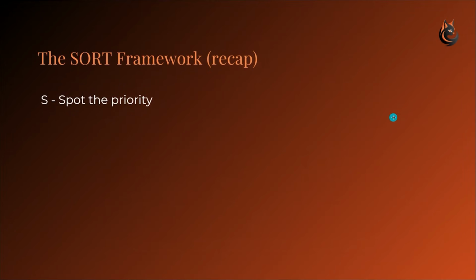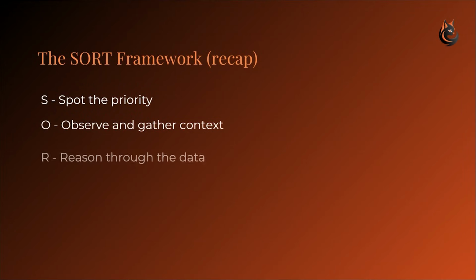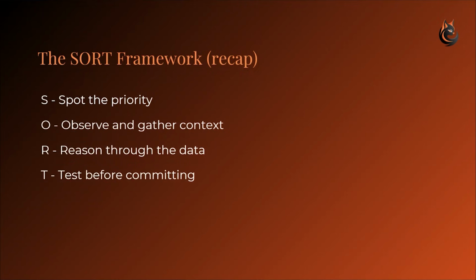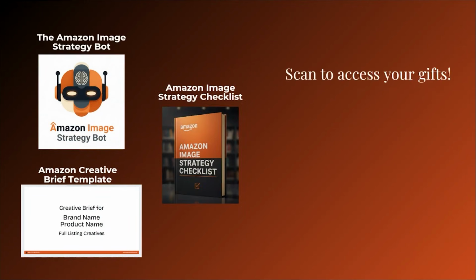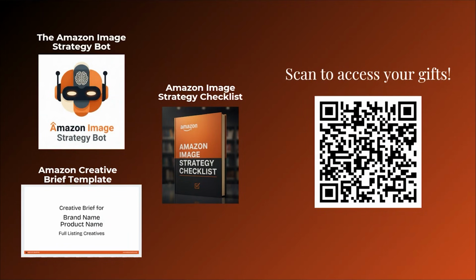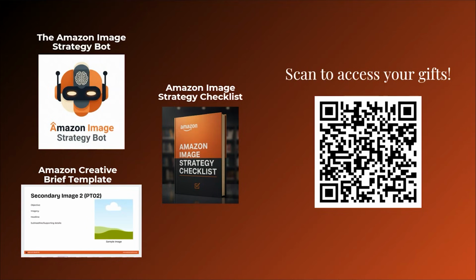That's the SWORD framework. We have spot the priority, observe and gather context, reason through data, and test before committing to your images. So, as promised, here are the three gifts that I have for you. You can scan this QR code so you can already download or make a copy of the template, the checklist, and the GPT that I trained for this. I hope you find value in this presentation and go ahead, start using these tools to improve your listing images. Awesome, awesome.